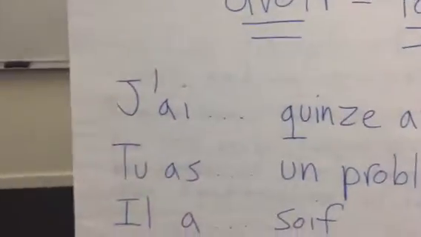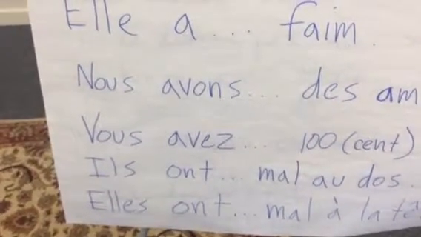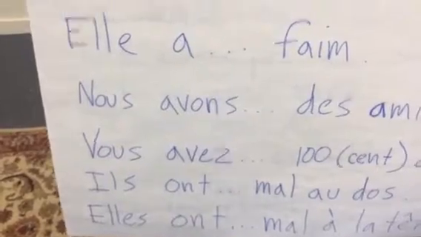Same in French. J'ai, tu as, il a, elle a. Nous avons, vous avez, ils ont, elles ont. Zon. Notice that S-O gives a kind of Z sound. It's called liaison. Elles ont, ils ont.